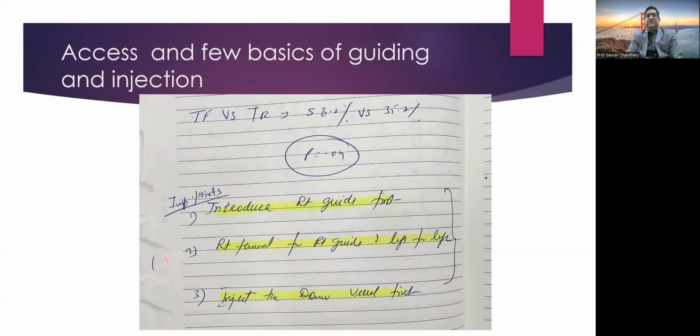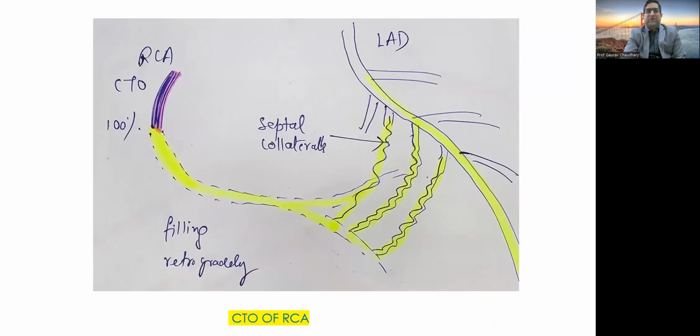For access, there are a few studies which suggest that transfemoral access can have more success, around 58.2% as compared to 35% with transradial access. But nowadays, many operators take one radial and one femoral, which is more comfortable for the operator as well as the patient. A few important things should be kept in mind while introducing the guides: the right guide should be hooked first. Then usually we take right femoral with the right guide and left femoral for the left guide. And for injection, the donor vessel should be injected first.